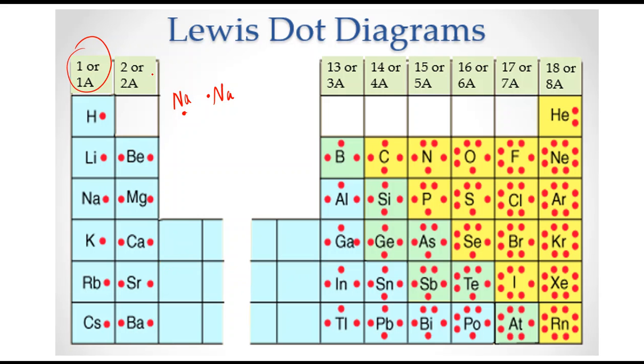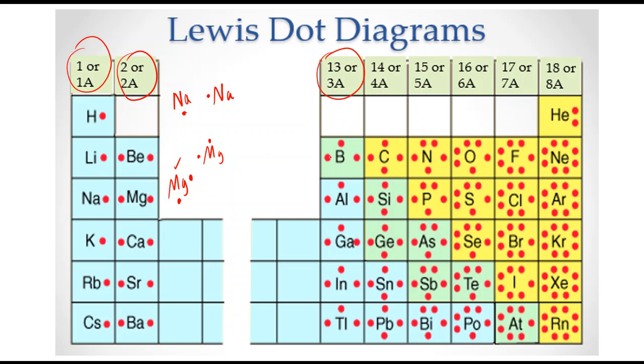And then if I'm looking here at group 2, the alkaline earth metals, they have 2 valence electrons. So if I wanted to do magnesium, I always do it clockwise. I start right and then down. This is still acceptable. You could put them like that. They just have to be on different sides. You could do this way. Okay, it really doesn't matter, just as long as they're on separate sides.